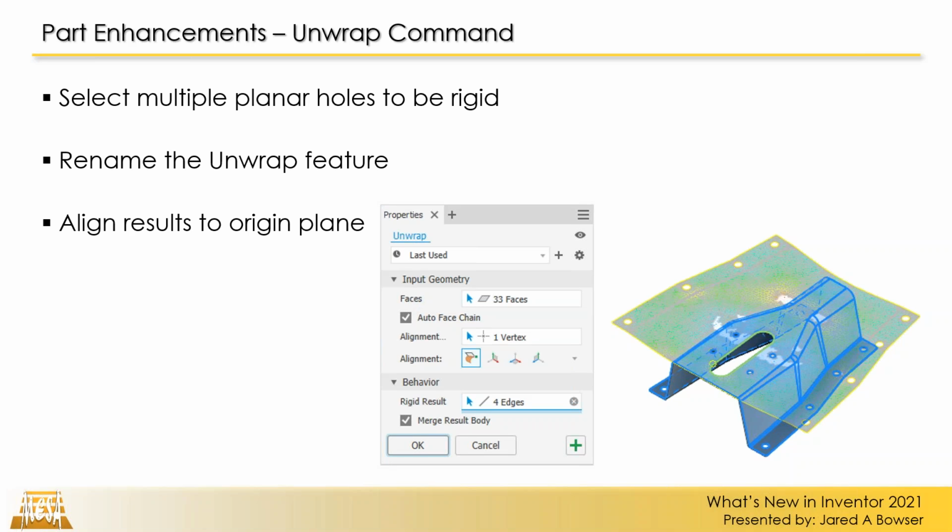If you're unfamiliar with the Unwrap command, it's a tool to help you flatten out shapes that you maybe get from another software package that Inventor might have had a hard time with in the previous versions. The Unwrap command is going to help you out with those. It works pretty well from the demos and the examples that I've seen of it.